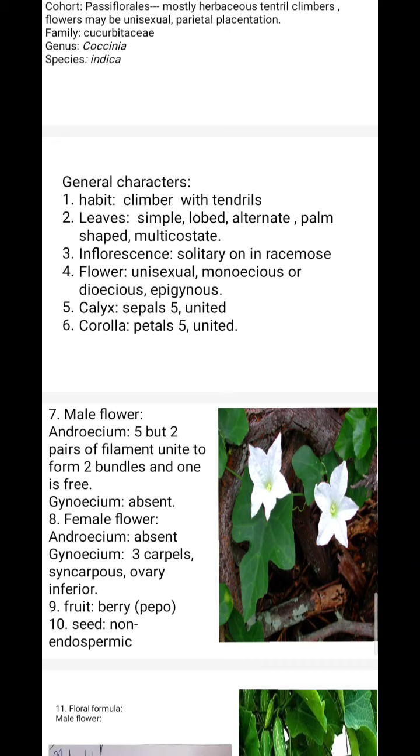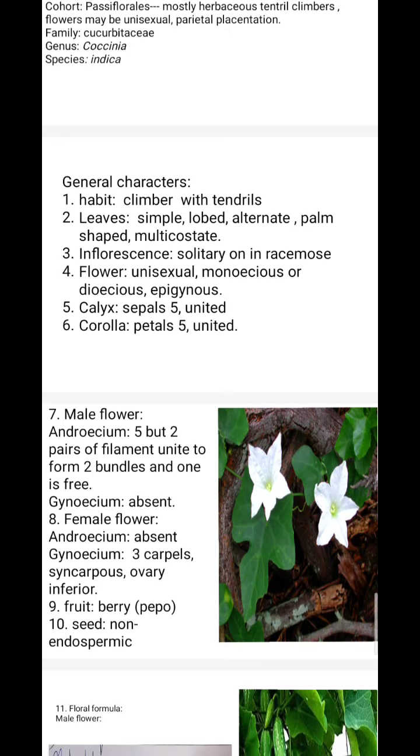Unisexual, that means male and female flowers are separate. Then they may be monoecious or dioecious, that means they are present on one plant or on another plant. And epigynous, that means inferior ovary, that is above the ovary all floral parts are arranged.